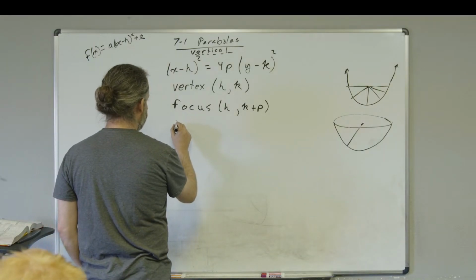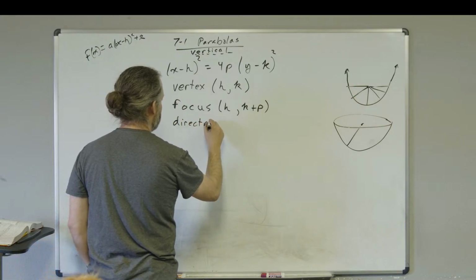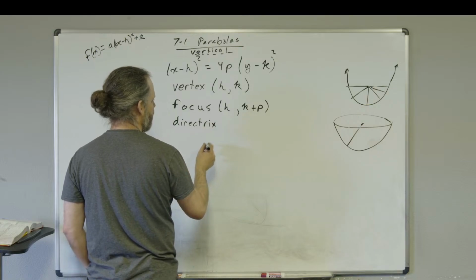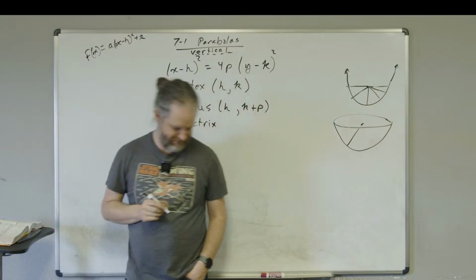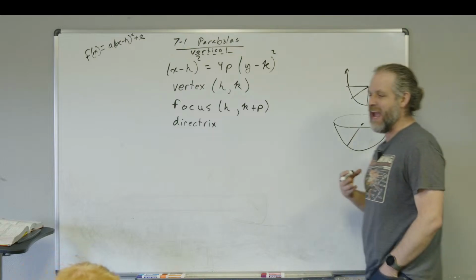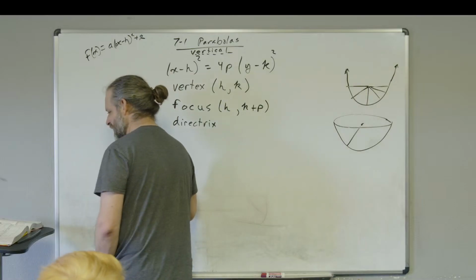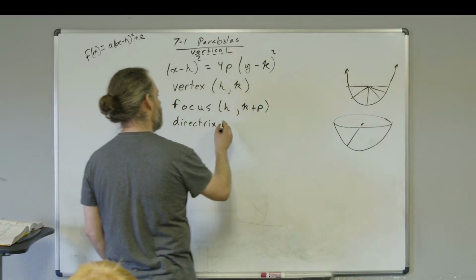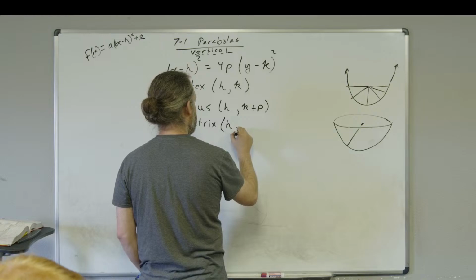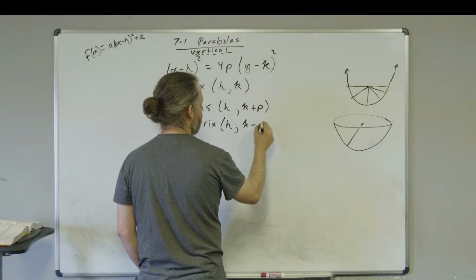The directrix, which is not a math variable that likes to wear leather. I know it's a stupid joke, but it works. The directrix can be thought of as the anti-focus. It's the other end. The directrix is found at H and K minus P.